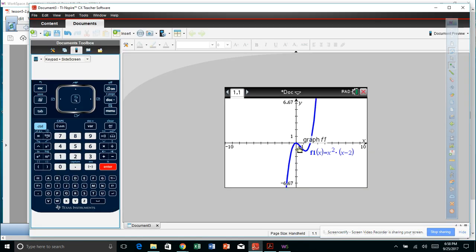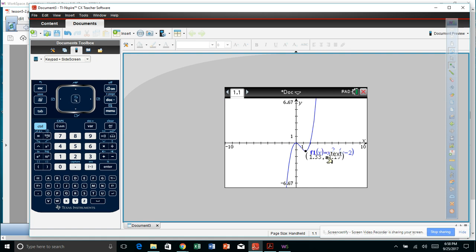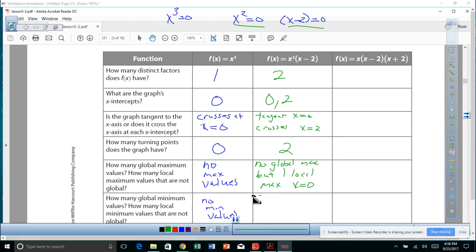Let's see. Then it's got a local min here, menu 6, 2, and it's got a local min at 1.33. So no global min, one local min at x equals 1.33. All right.